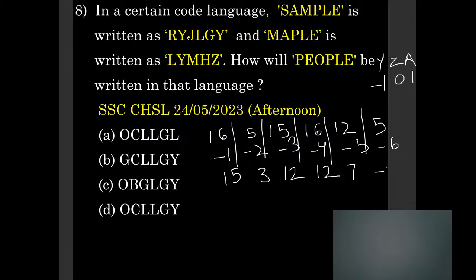Okay, here it is minus 1. So let us take the values. O is 15. C is 3. L is 12. L is 12. G is 7. Minus 1 means Y. So it is O, C, double L, G, Y. It is option D. So option D is the correct answer. The logic they followed here is they subtracted 1, 2, 3, and so on, the difference of consecutive numbers.